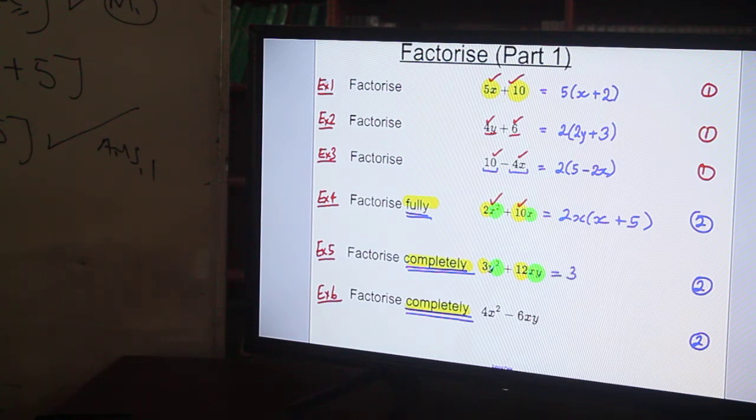Well, it's a 3. What about y squared and xy? Well, we can take a y out. So what must be inside the brackets? Well, what needs to go here? So when I multiply by 3y, I get 3y squared, clearly a y.